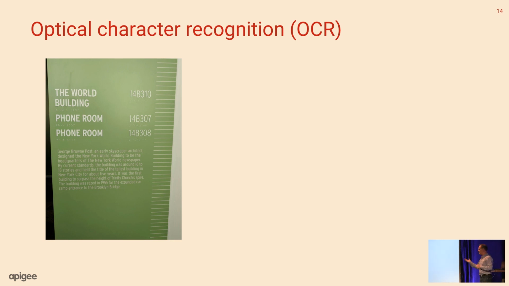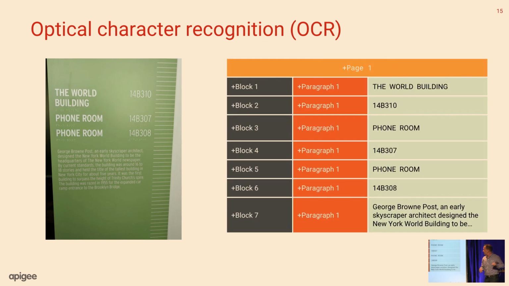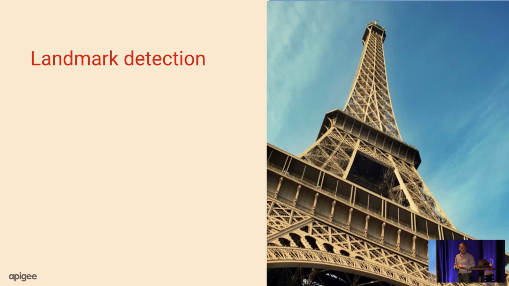So here's a simple example. This is a sign in the Google office in New York City, where there are several different elements of text there. When you pass this through the Vision API, you get all of this text broken out into logical semantic steps that you can then analyze. So it gives you all the text and all the different sections. So we have some example we'll show you later that makes this more real.